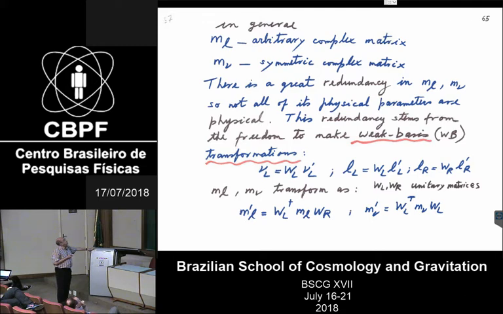This is a transformation where neutrinos transform with a unitary matrix and the charged leptons transform the same way, because it's a weak basis transformation. Under this transformation, ML and M nu will change: this one will change this way, and this one will change that way. This is just how the leptonic masses transform under weak basis transformation.